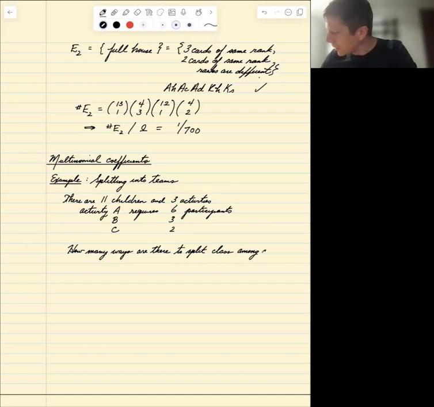So I need to pick 6 students to go into activity A, 3 students to go into activity B, and then whoever is left, the 2 that are left, are going to go into activity C. There's no ordering here. We're picking six people and putting them in. So how many ways are there to do this? We actually know how to do this based on everything we've done so far, because it's very similar to the poker example. We can use binomial coefficients and the multiplication rule.